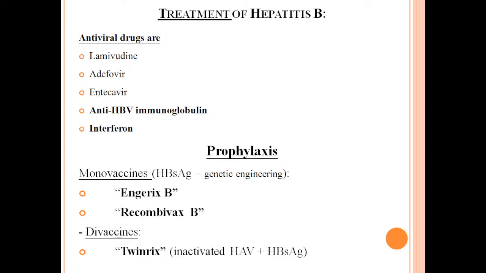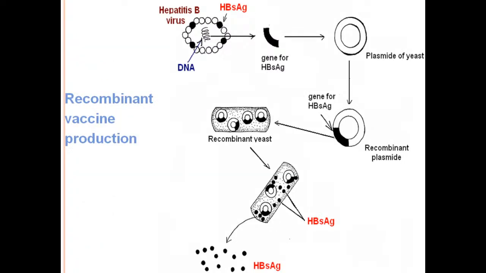We may use monovaccines that contain HBs antigen, like Engerix-B or Recombivax B, or divaccines like Twinrix. It's an inactivated hepatitis A virus vaccine in combination with HBs antigen. All monovaccines and divaccines that contain HBs antigen are recombinant antigen vaccines. I talked about recombinant vaccines in immunology.